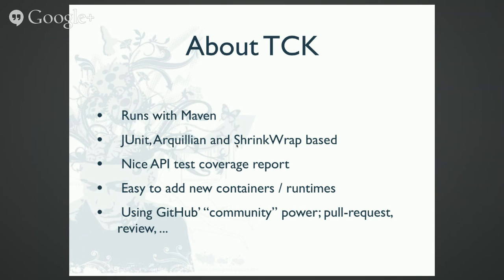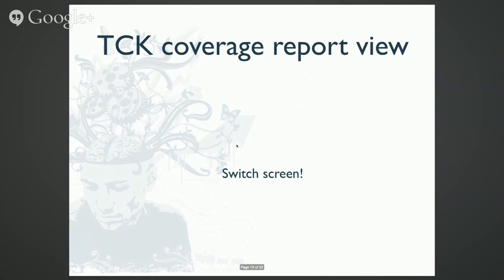If somebody else wants to implement their own Google App Engine API, they could just add a new container support and will also be able to run the same set of TCK tests against their own implementation. We use all the GitHub community power, so if we have pull requests, we can review the code and so on. Okay, the stuff that I promised, let me just switch.